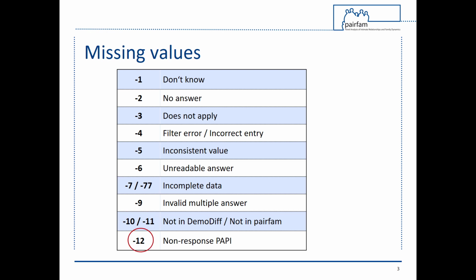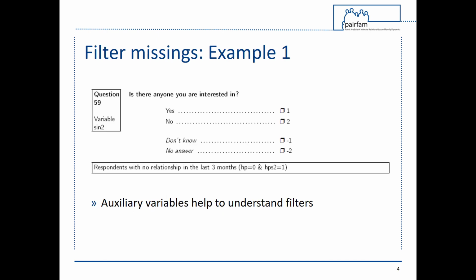In waves 12 and 13, anchor respondents interviewed via telephone due to COVID-19 restrictions who did not return the PAPI questionnaire received the missing value -12, non-response PAPI, for these questions. Please be aware that the values -10, -11, and -12 are also part of the classification scheme for KLDB 2010 and ISCO 08. What exactly are filter missings?